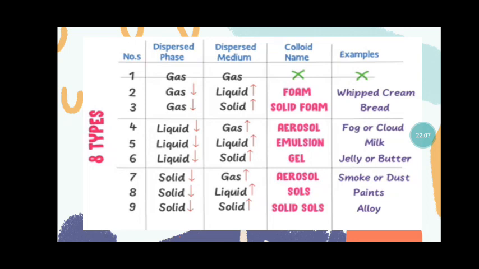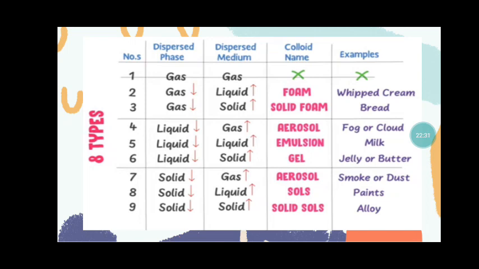So, next. Ano yung next? Liquid naman tayo ngayon. So, pag yung liquid will represent dispersed phase. So, pag dispersed phase, ano ulit? Mababang portion. So, ngayon, liquid and gas. Paano naman kapag ang liquid ay mababa at ang gas ang mataas ang portion? Ano ang mabubuo nito? It will form an aerosol, which is fog or cloud.